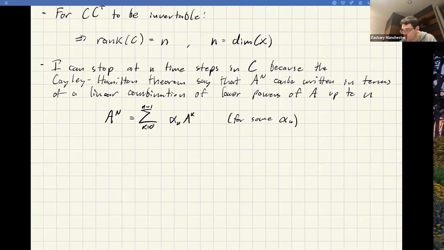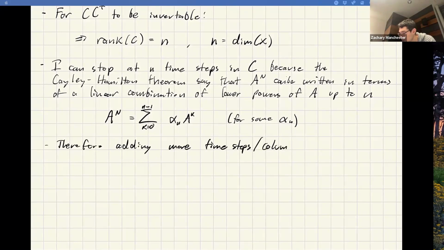Okay, so if that's true, then in this controllability matrix, adding more time steps than little n does nothing for me. It's not going to change the rank, because if this linear combination is true, then having higher powers of A doesn't change the rank. It's a linear combination, so it's linearly dependent and doesn't change the rank of the matrix. Therefore, adding more time steps, or equivalently columns, to C can't increase the rank.